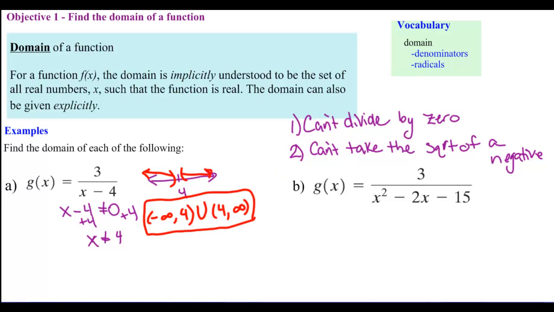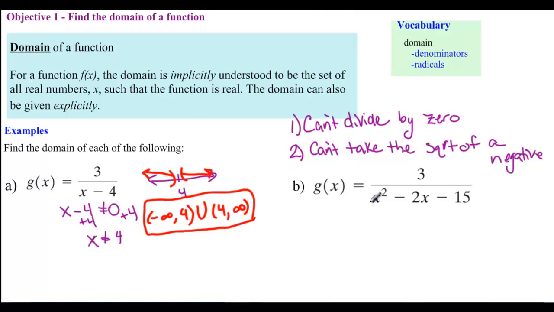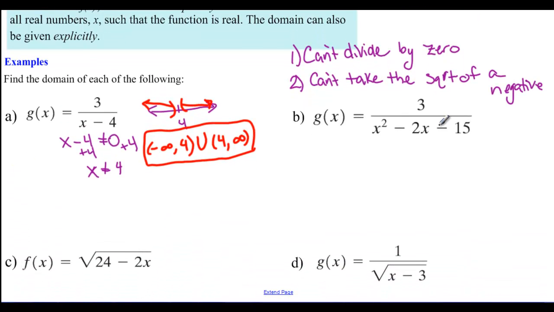All right, now let's go through and do the same thing for B. It's a similar idea, it's just going to take an extra step. And that extra step is that we're going to need to factor the bottom so we can start to find out what our restrictions will be. So we take this x squared minus 2x minus 15, and we know that that will not be equal to 0. So we're going to factor this so we can figure out what values actually make it 0. So it's going to be a positive 3 and a negative 5.